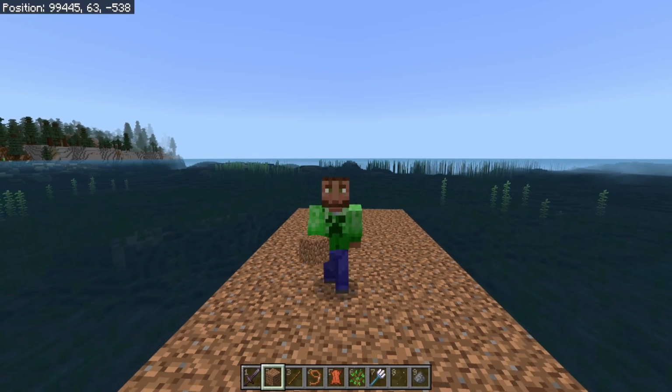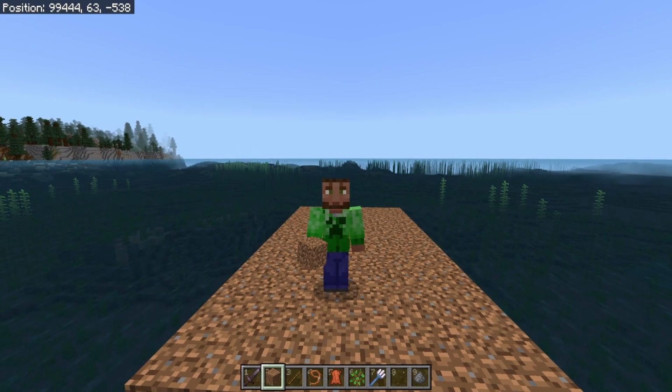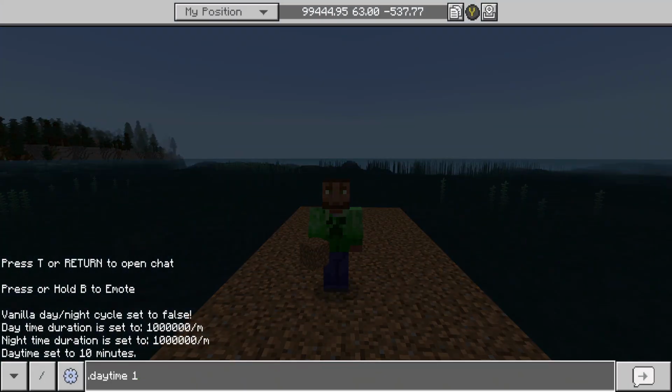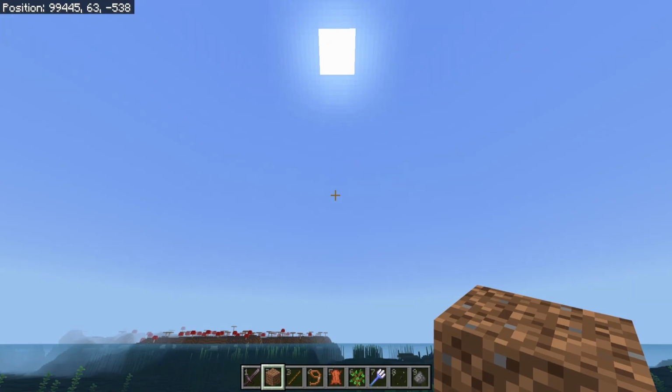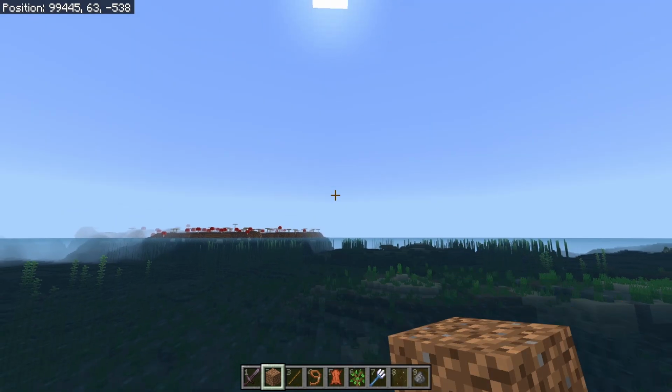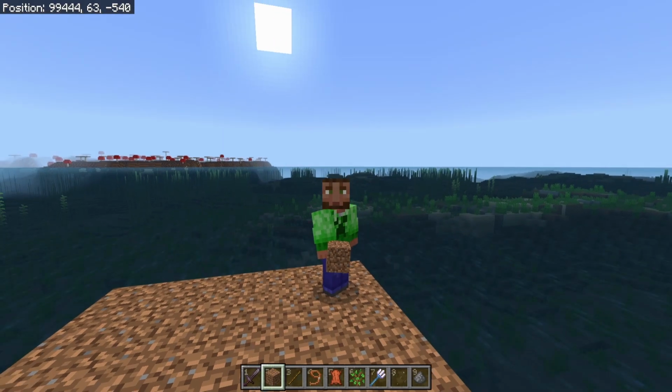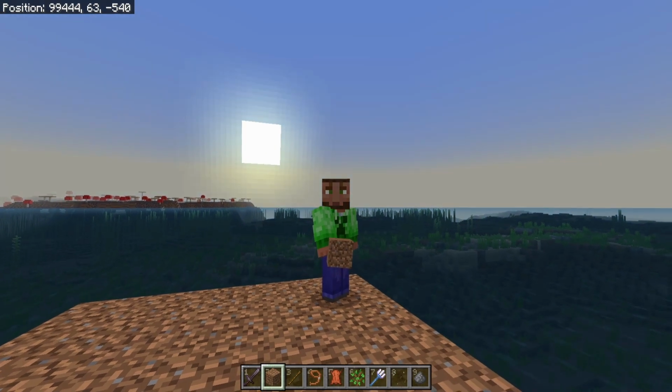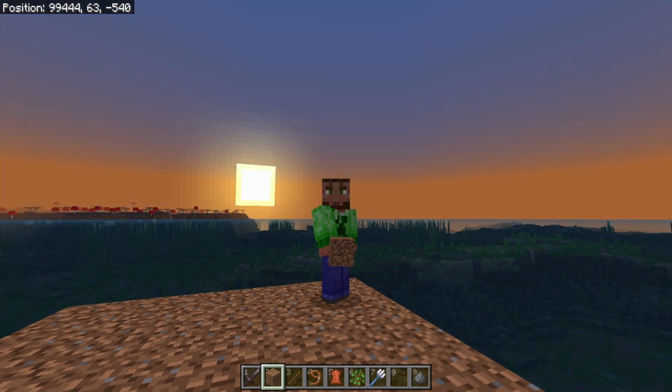Now we can of course speed this up as well. If you wanted the time to be, say, 1 minute for the day, we can set that to a 1. And then that sun is just going to start scooting across the sky, heading towards the horizon. And then as you can see, once it gets down to the horizon, it's actually going to go into the nighttime mode, which is going to change the speed of it.